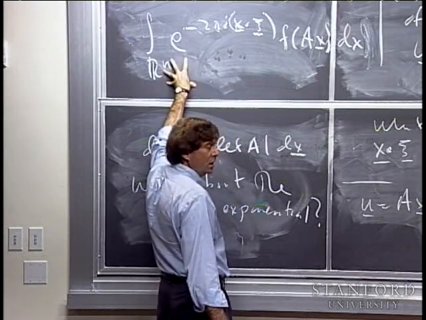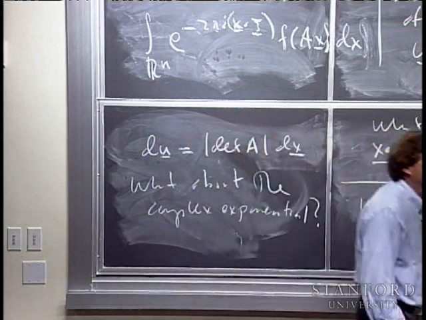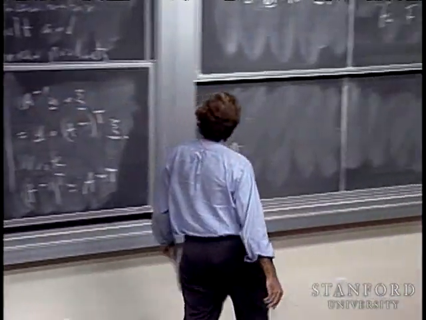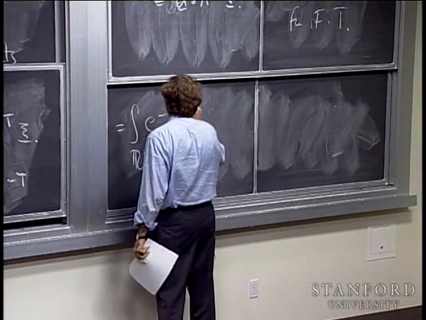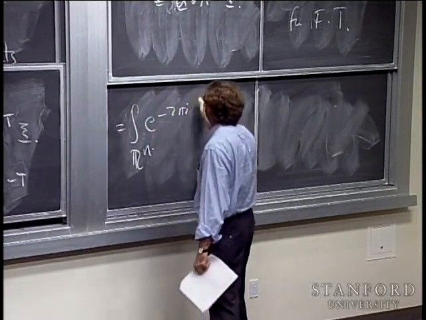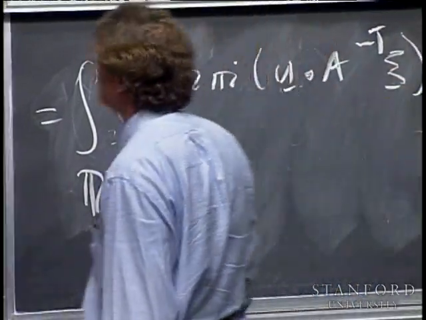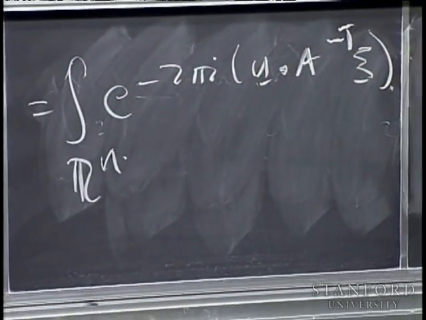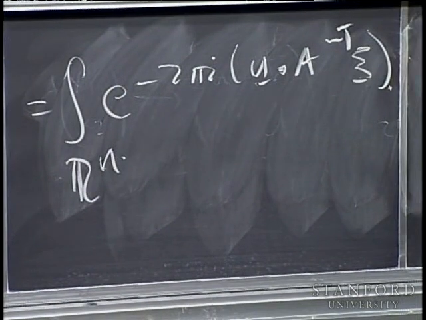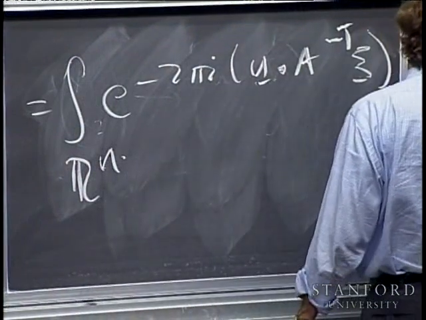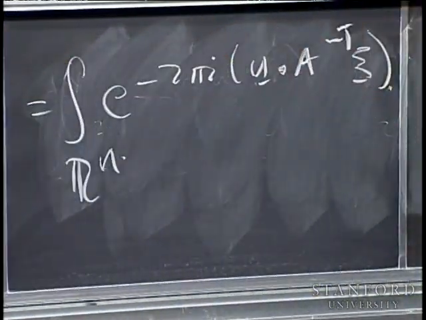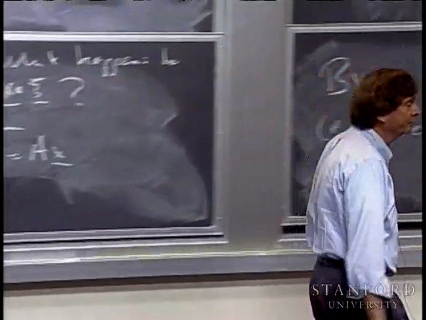So it's an integral over all of Rn, e to the minus 2 pi i x dot c becomes e to the minus 2 pi i u dot A inverse transpose of c. F of Ax becomes f of u, that was the whole point of making the change of variable. And dx, the volume element in the x-coordinates, becomes 1 over the absolute value of the determinant of A times the volume element in the u-coordinates, du.